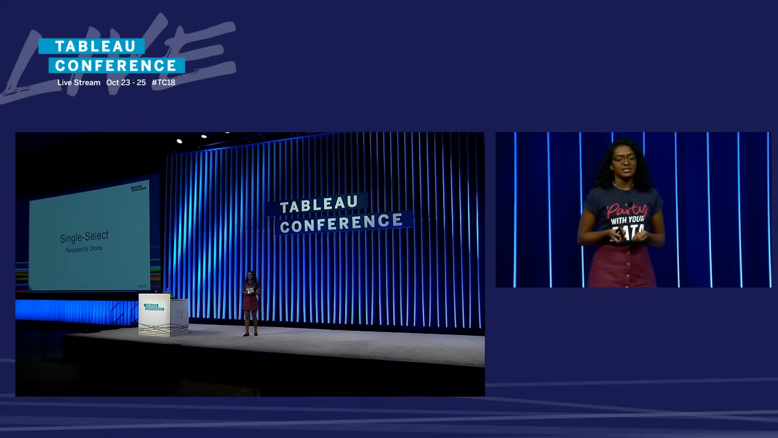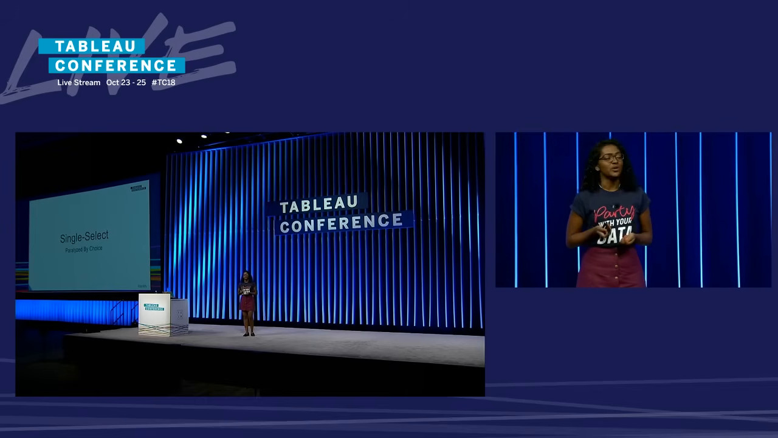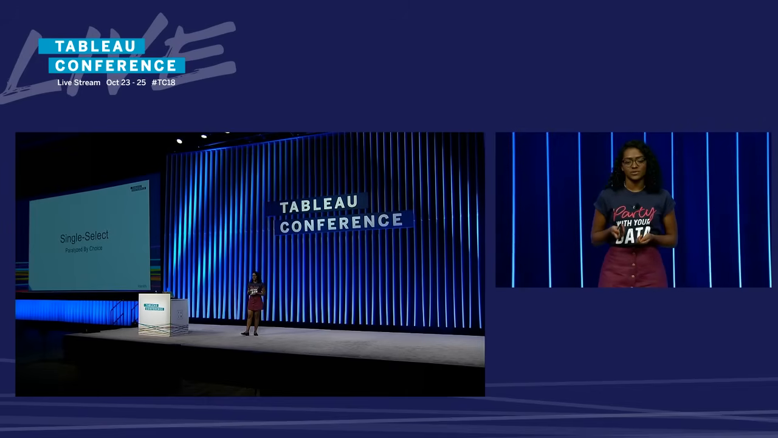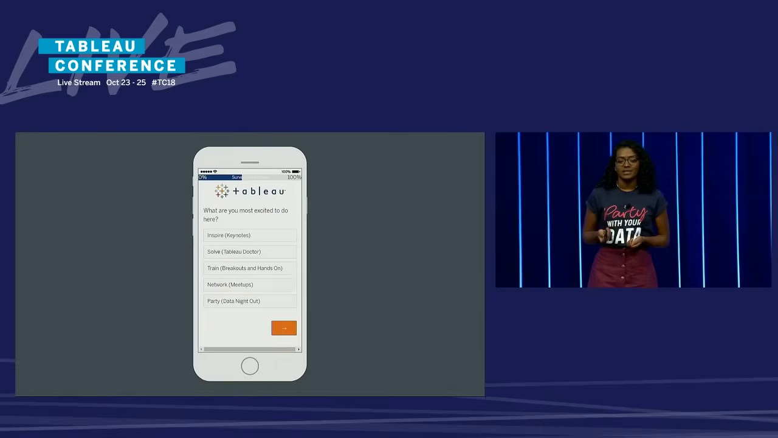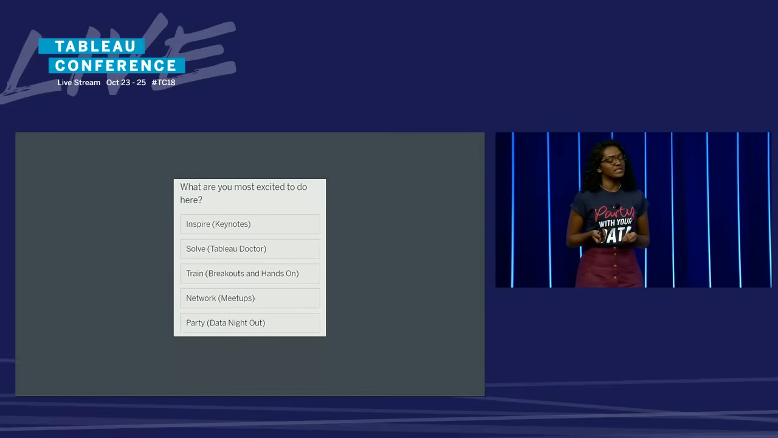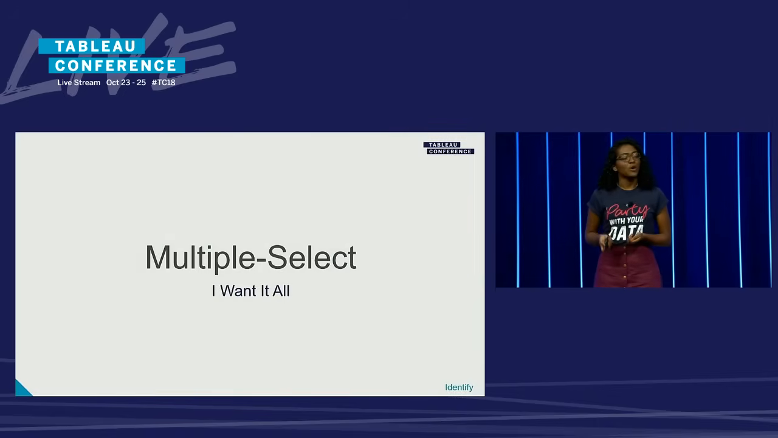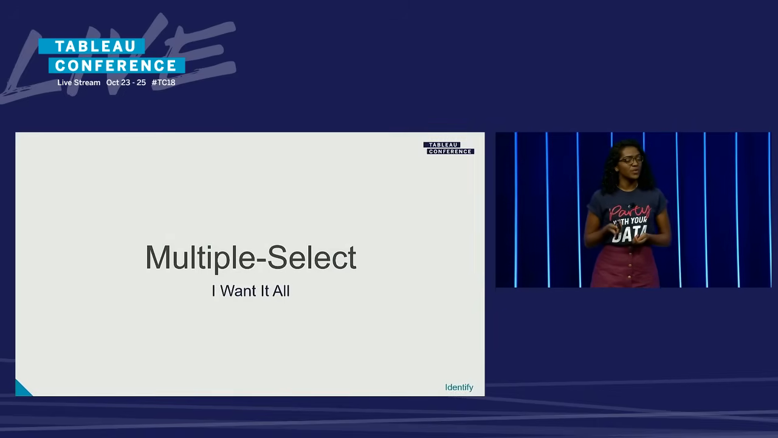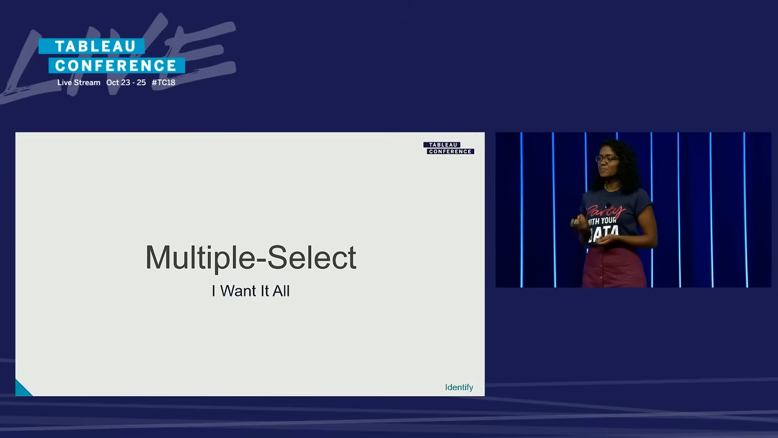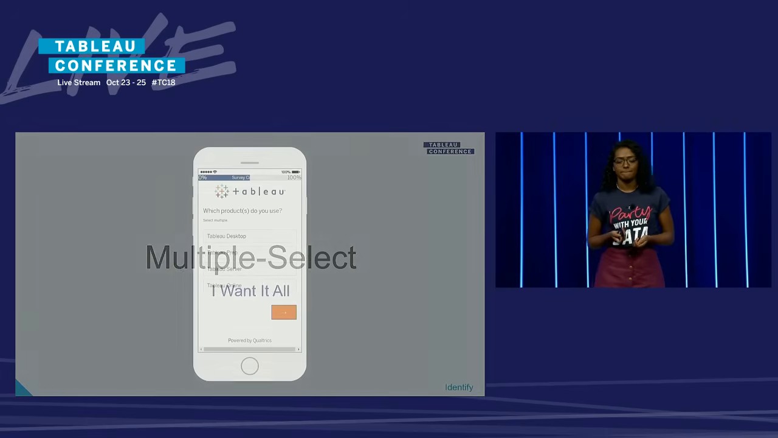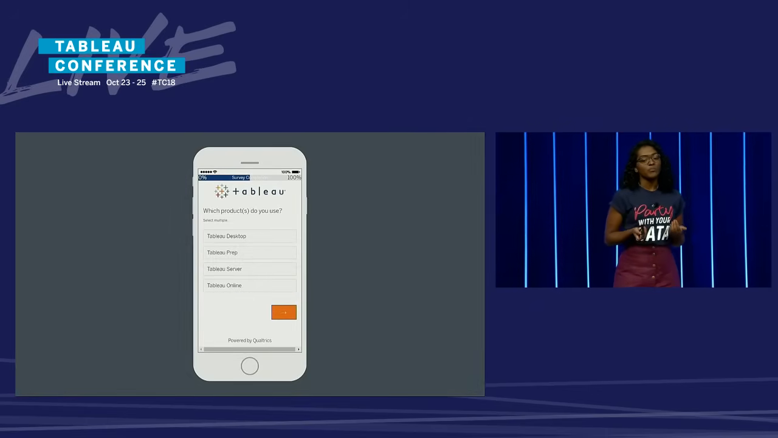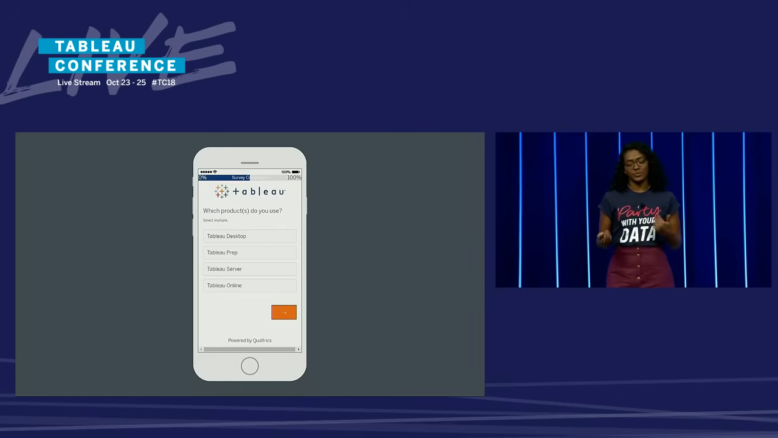Next, we have the single select questions, where you can only choose one from a list of options. That's the question that asks you what you are most excited to do here. Multiple select questions are the check all that apply questions that let you choose as many as you want from a list. That'd be the what products do you use question that was included in my survey.